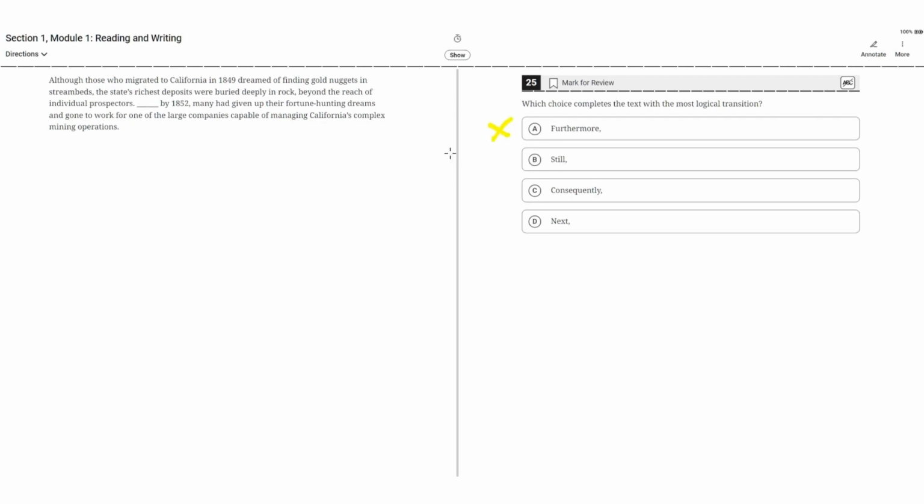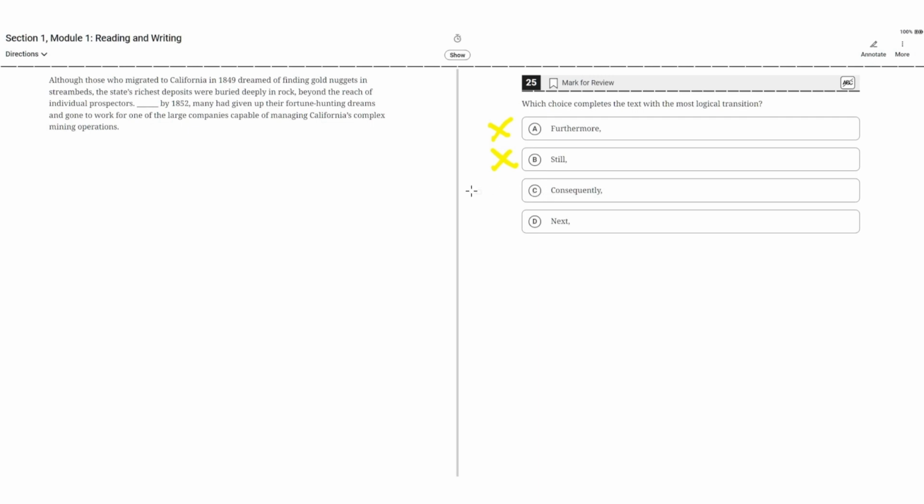B. Still. Still is incorrect, because still would imply that there's a contrast between the two sentences, when there's not, because the first sentence talks about how the rich deposits were buried deeply in rock. The second sentence talks about how, because of this, they gave up their dream and went to work for the mining operations. So B is incorrect.